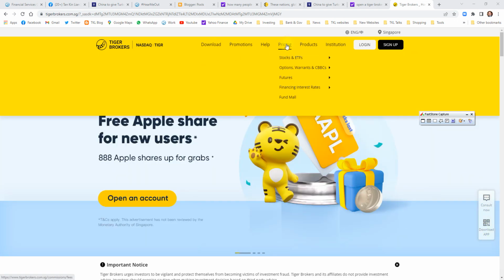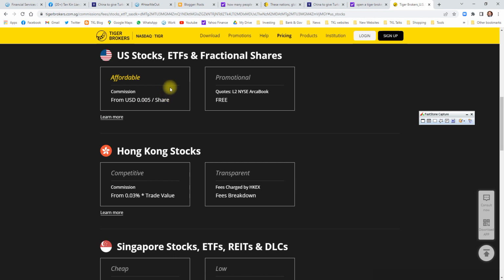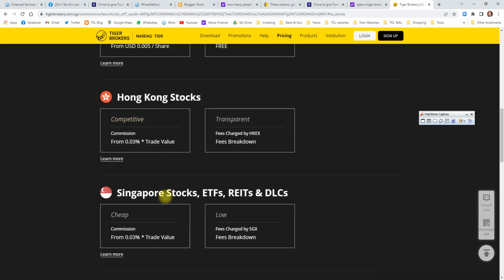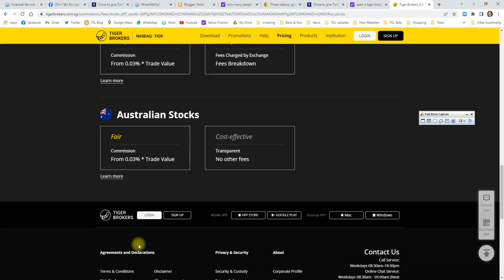You also want to see the pricing. So these are the pricing for stocks. And you can see here, US stocks, the commission is 0.005. That means it's about 50 cents per share. This is, it's not 50 cents. It is half a cent per share. This is for US. For Hong Kong is 0.03, Singapore 0.03, China 0.03, and Australia 0.03.